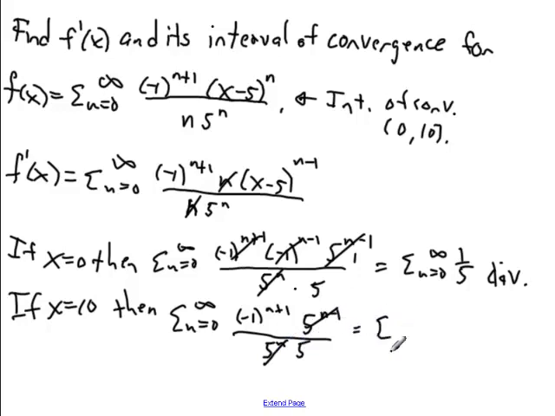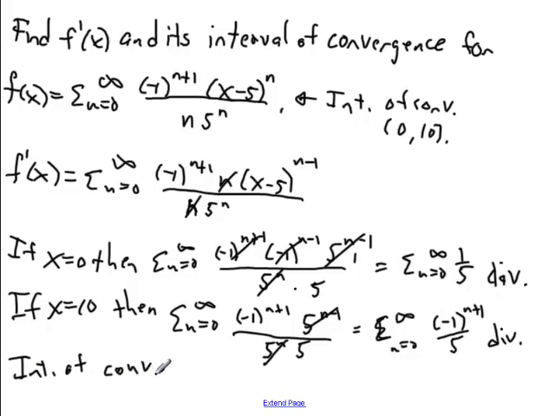And so we get the series sum from n equals 0 to infinity of negative 1 to the n plus 1 over 5. So if you start off with 0, then you get negative 1/5 plus 1/5, negative 1/5 plus 1/5, and this series alternates between negative 1/5 and 0 with its partial sums, and therefore this diverges also. Hence, our interval of convergence for the derivative is just (0, 10).